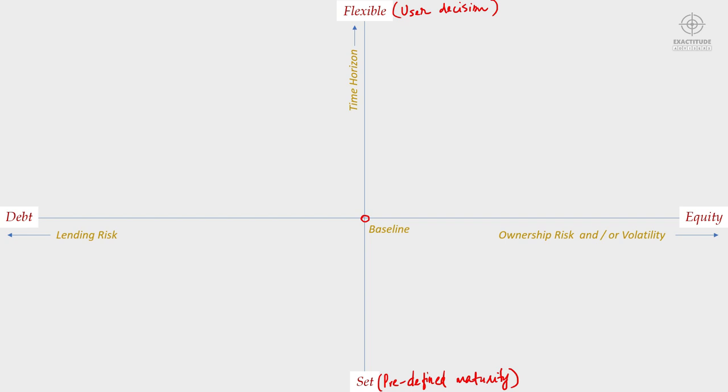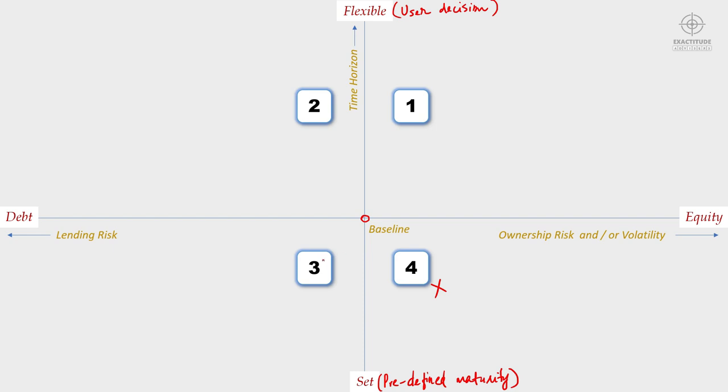So we have 4 quadrants here: equity with flexible maturity, debt with flexible maturity, debt with set maturity, and equity with set maturity. Equity with set maturity is like a misnomer, and you won't find many products here. Most prominent quadrants are quadrant 1 and quadrant 3. Considering the learning journey and complexity of products, you normally start placing your funds in debt category, which are more of guaranteed returns, and then move to the equity space as you gain expertise.